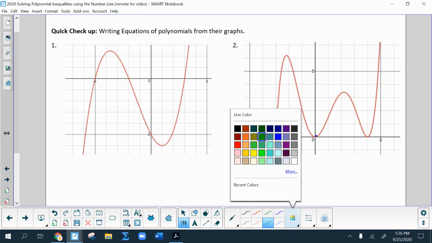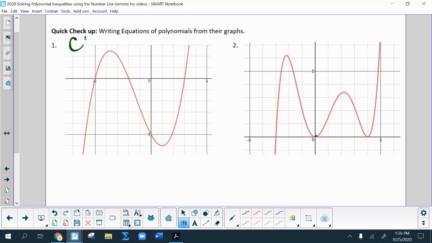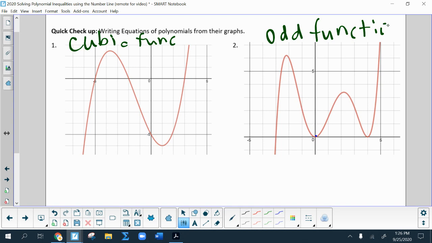Hopefully, when you look at this one, you notice that this is, at the very least, a cubic function, but more so, it's an odd function, as is number 2. They are both odd functions. The powers will depend on what is happening at the zeros of each of the graphs.